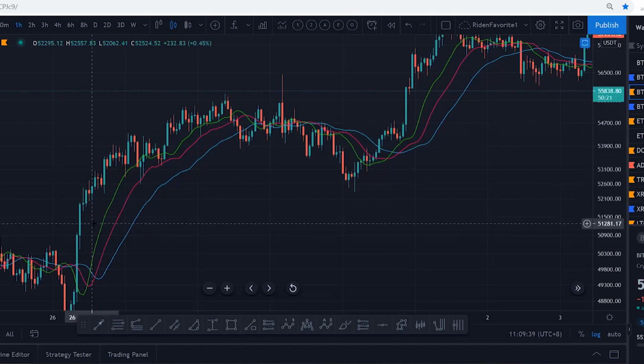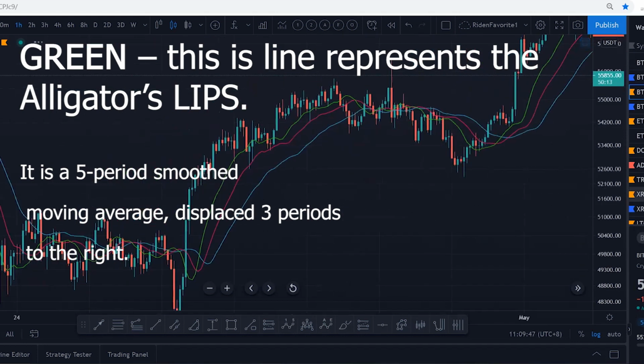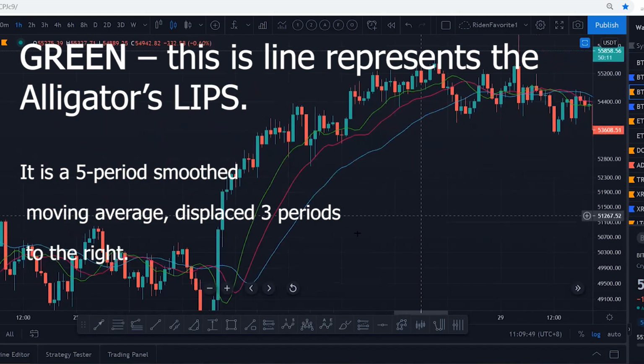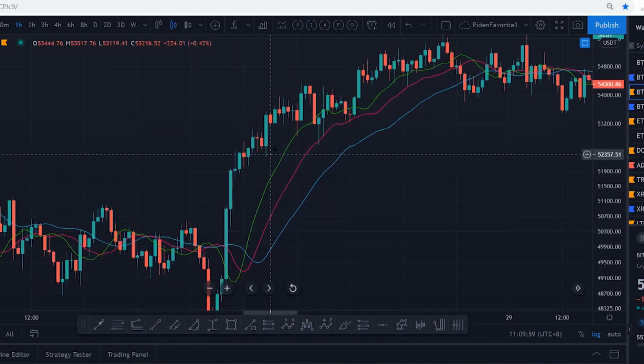First of all, there is a composition of three lines. The green line represents the alligator lips. Why it's called alligator, I will discuss later. The lips is a 5-period smoothed moving average that displays 3 periods to the right.